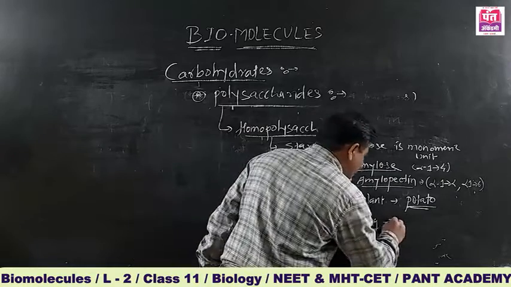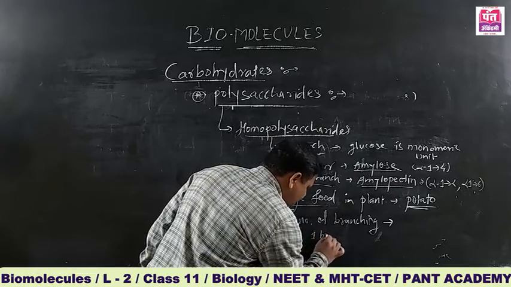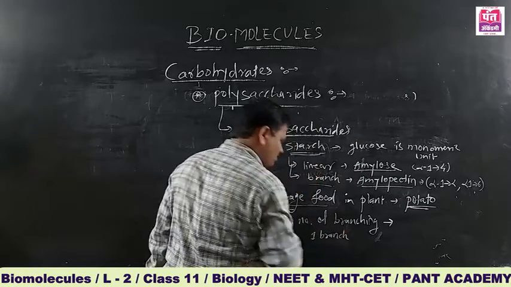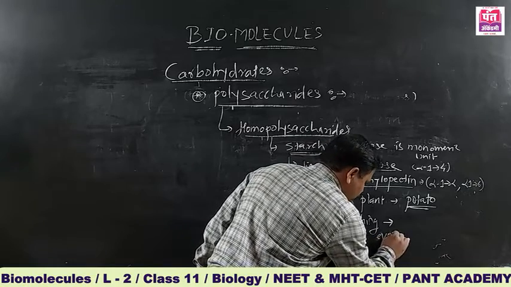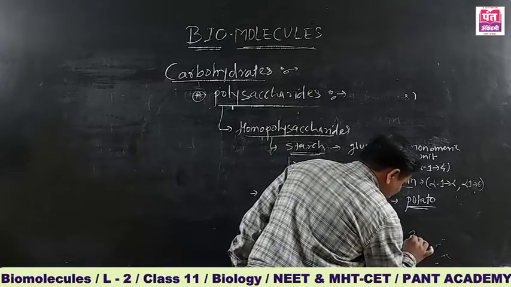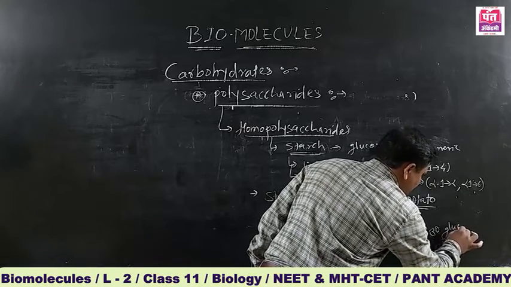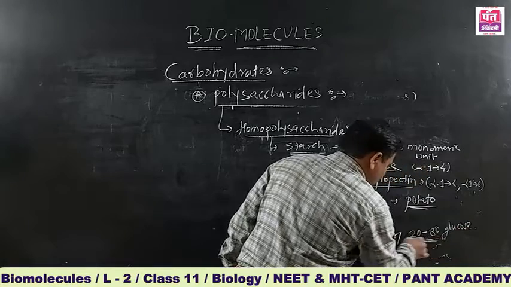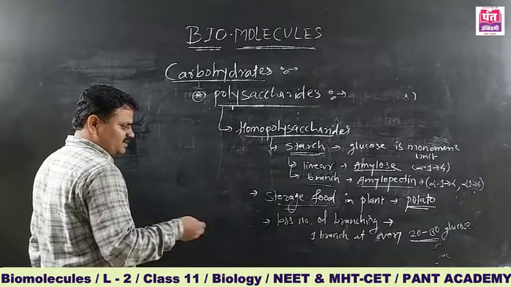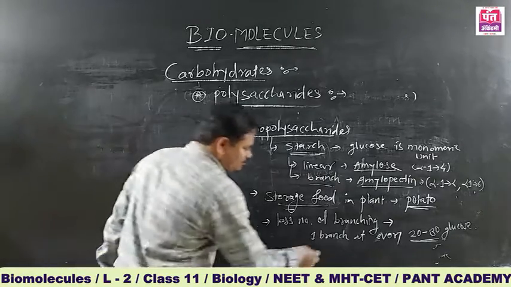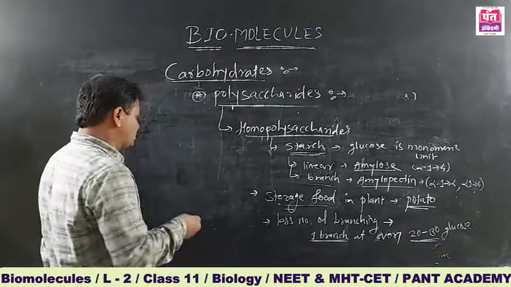Remember, its branching frequency is one branch at every 20 to 30 glucose molecules. So if we see glucose molecules and branches, both the branching point and linear glucose molecules are arranged.